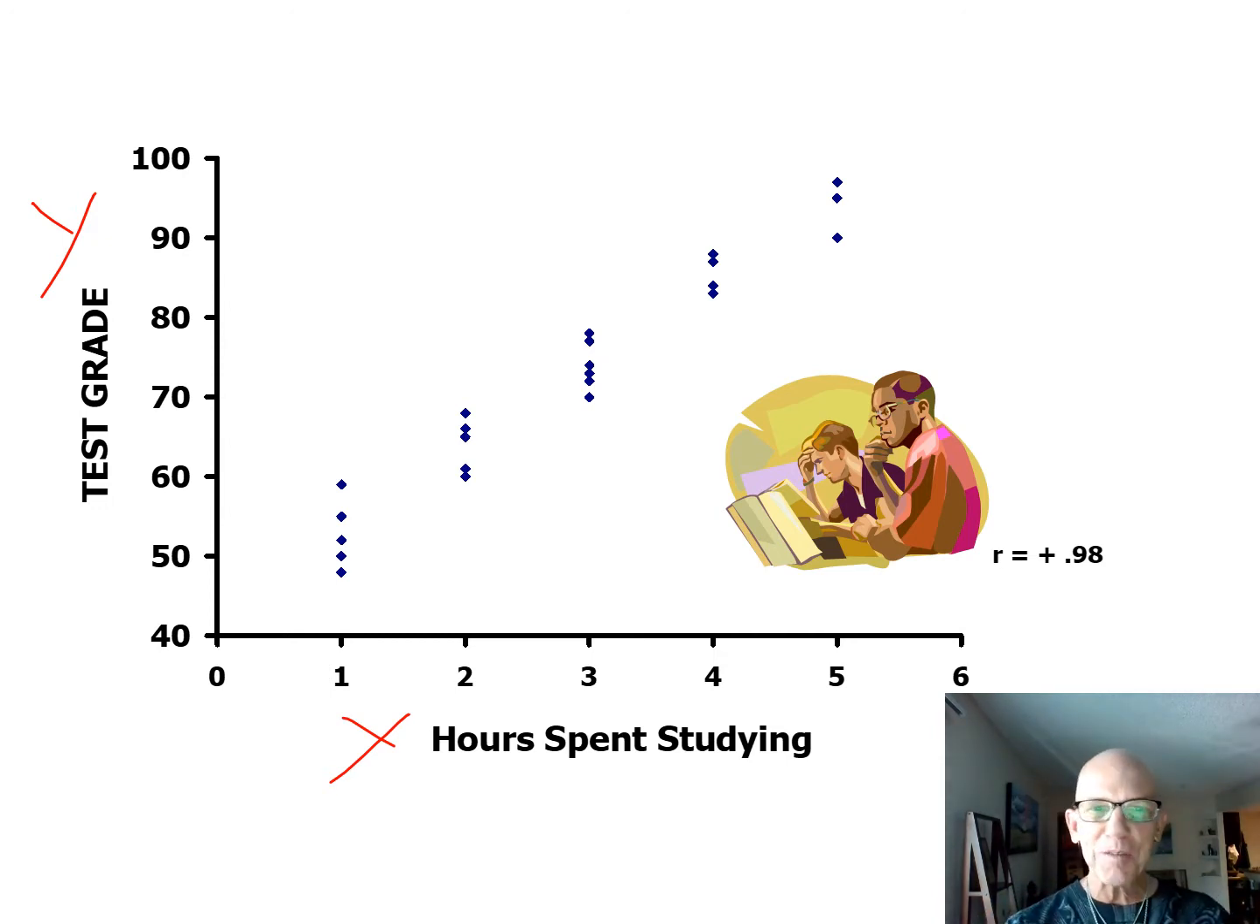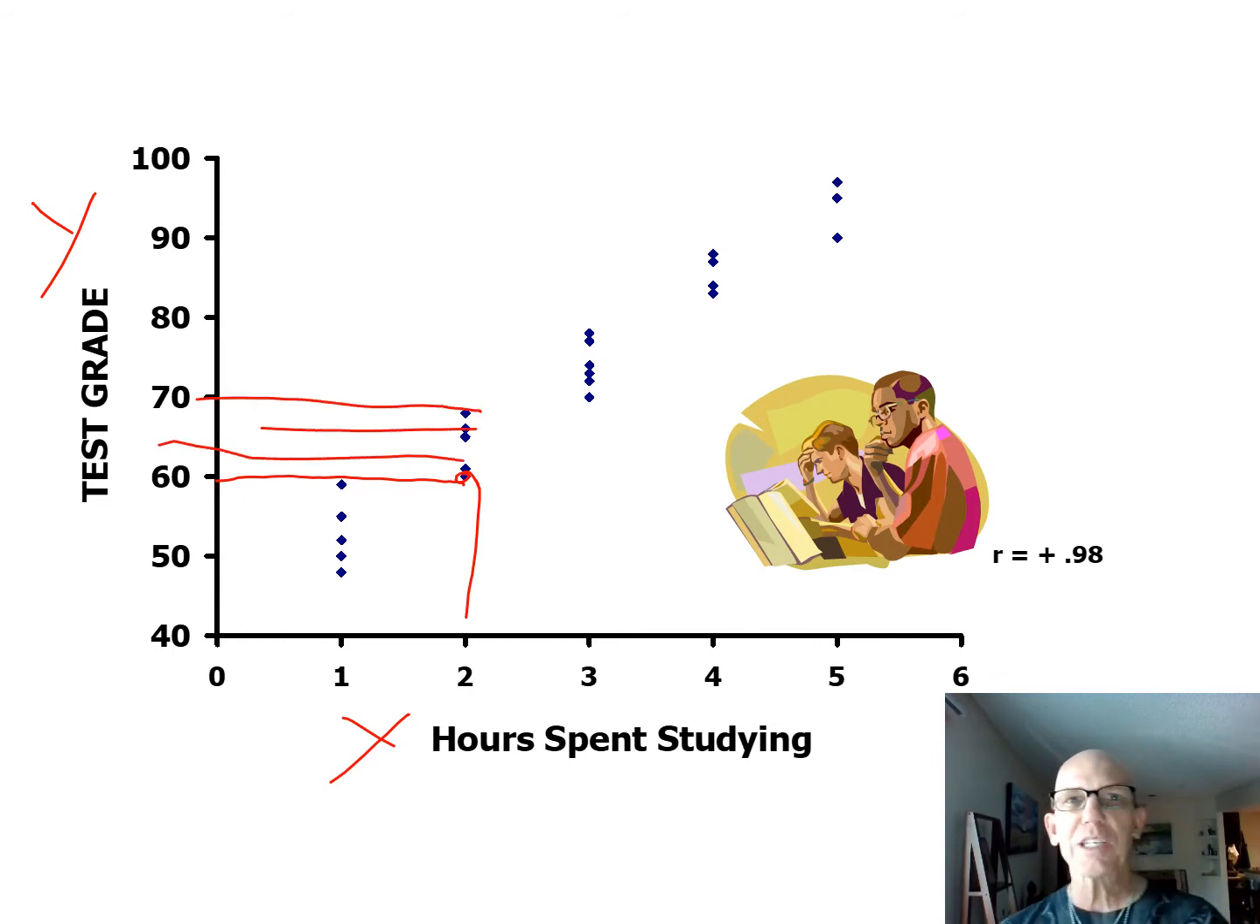Okay, and so I made some phony data. Every one of these dots represents a person. So see, this person right here studied 2 hours, and then they made a 60. Okay, so that's the correlation between two for that person. Now, all these other people that studied 2 hours are right in here.